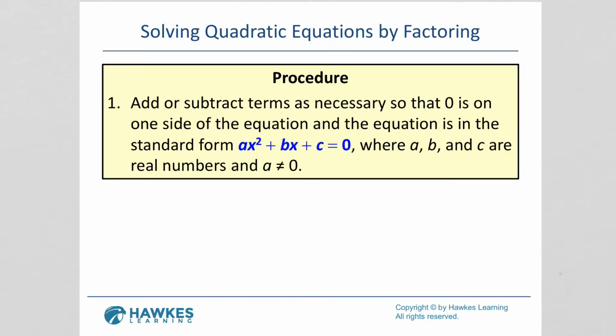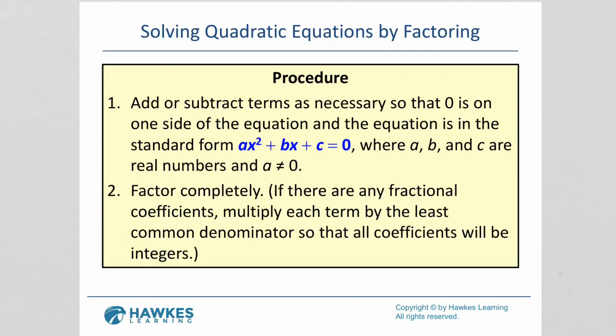Solving quadratic equations by factoring. Step 1, add or subtract terms as necessary so that 0 is on one side of the equation and the equation is in the standard form ax squared plus bx plus c equals 0, where a, b, and c are real numbers and a is not equal to 0.